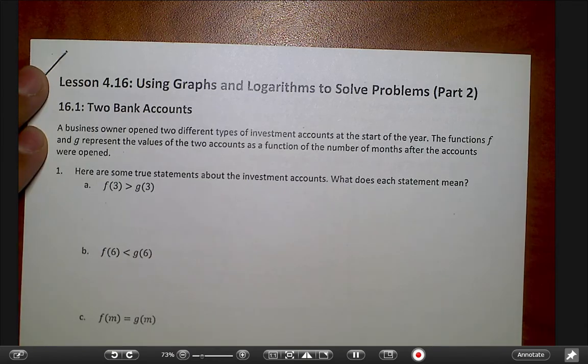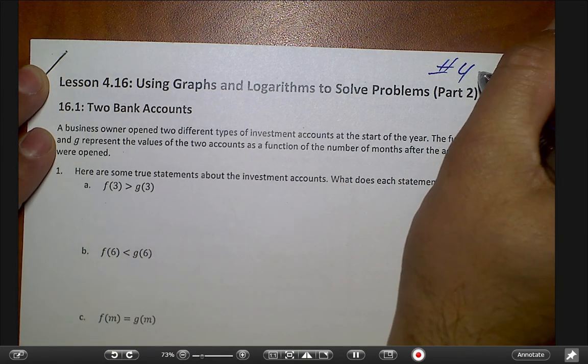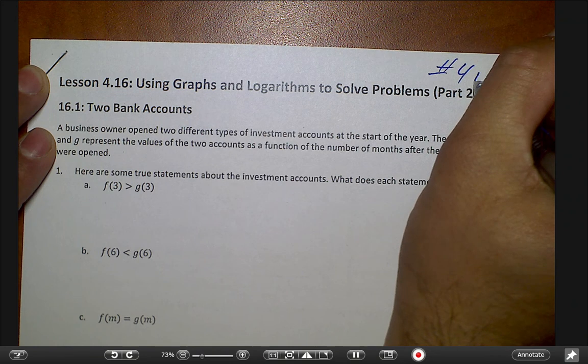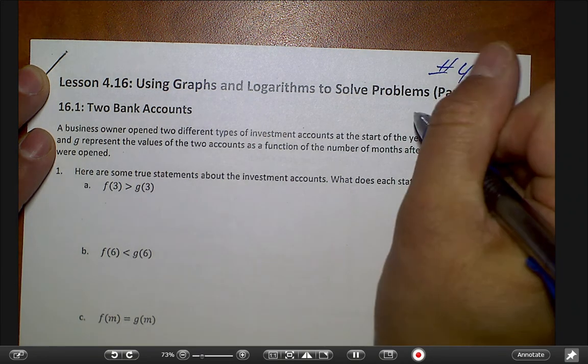So today, hashtag what? 43? You guys agreed, 43? Yep. Okay, today's date? 2020.